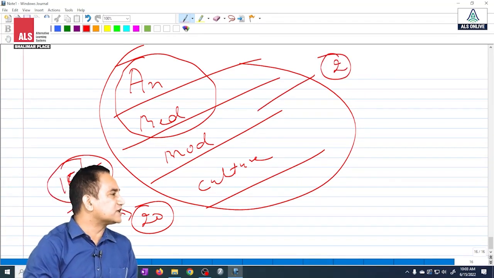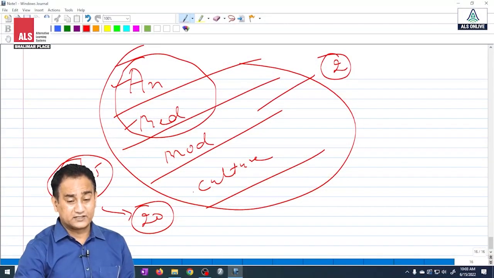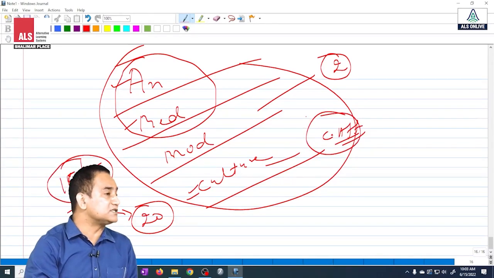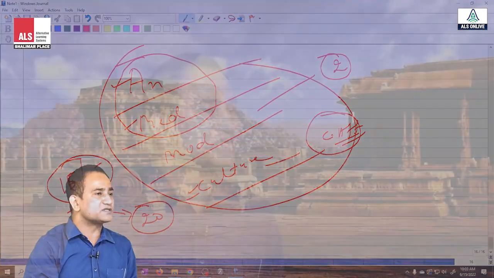Only 2 questions from modern. Remember this, this is very, very important. Only 2 questions from modern, right? And you will see ancient, medieval, and culture more. And culture is more current affairs based.